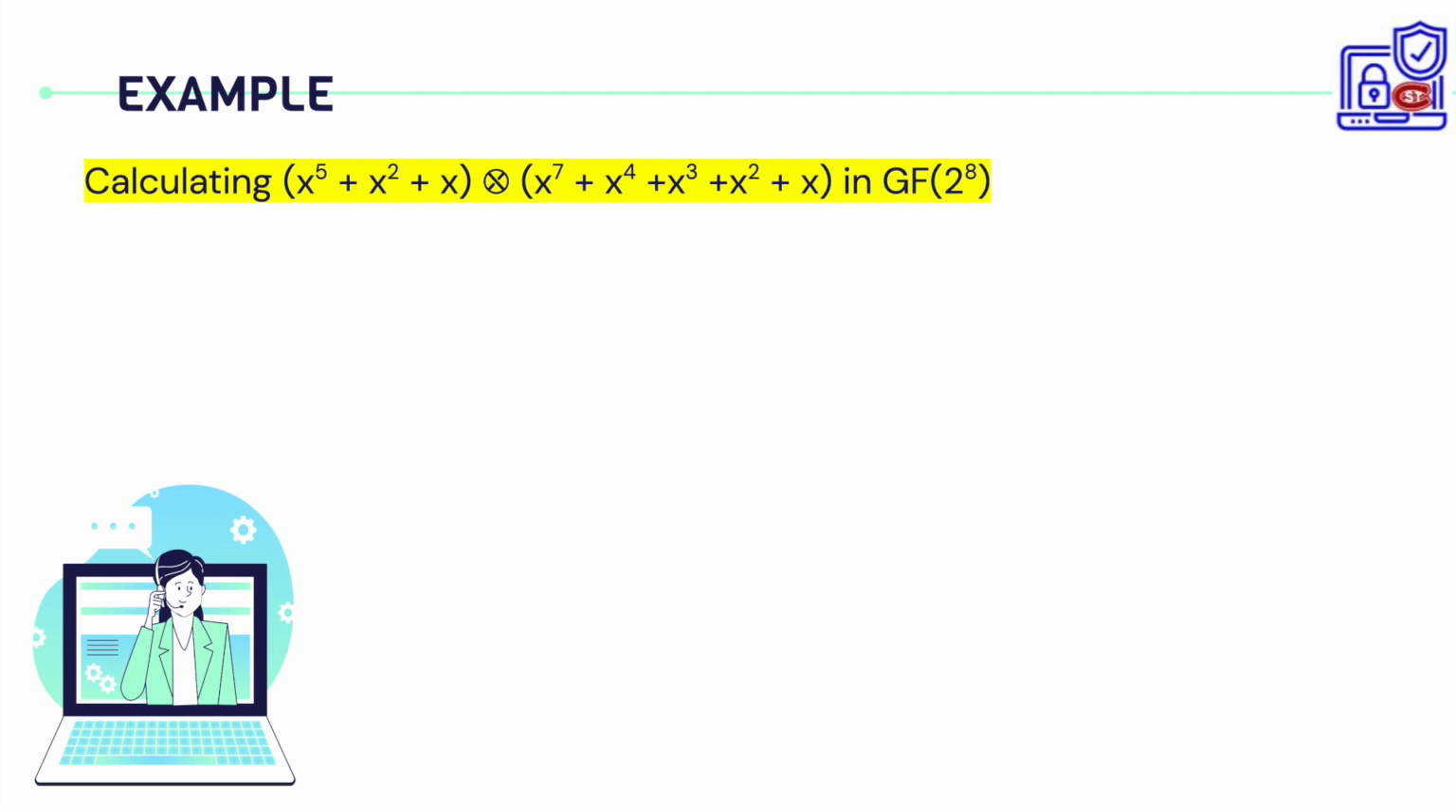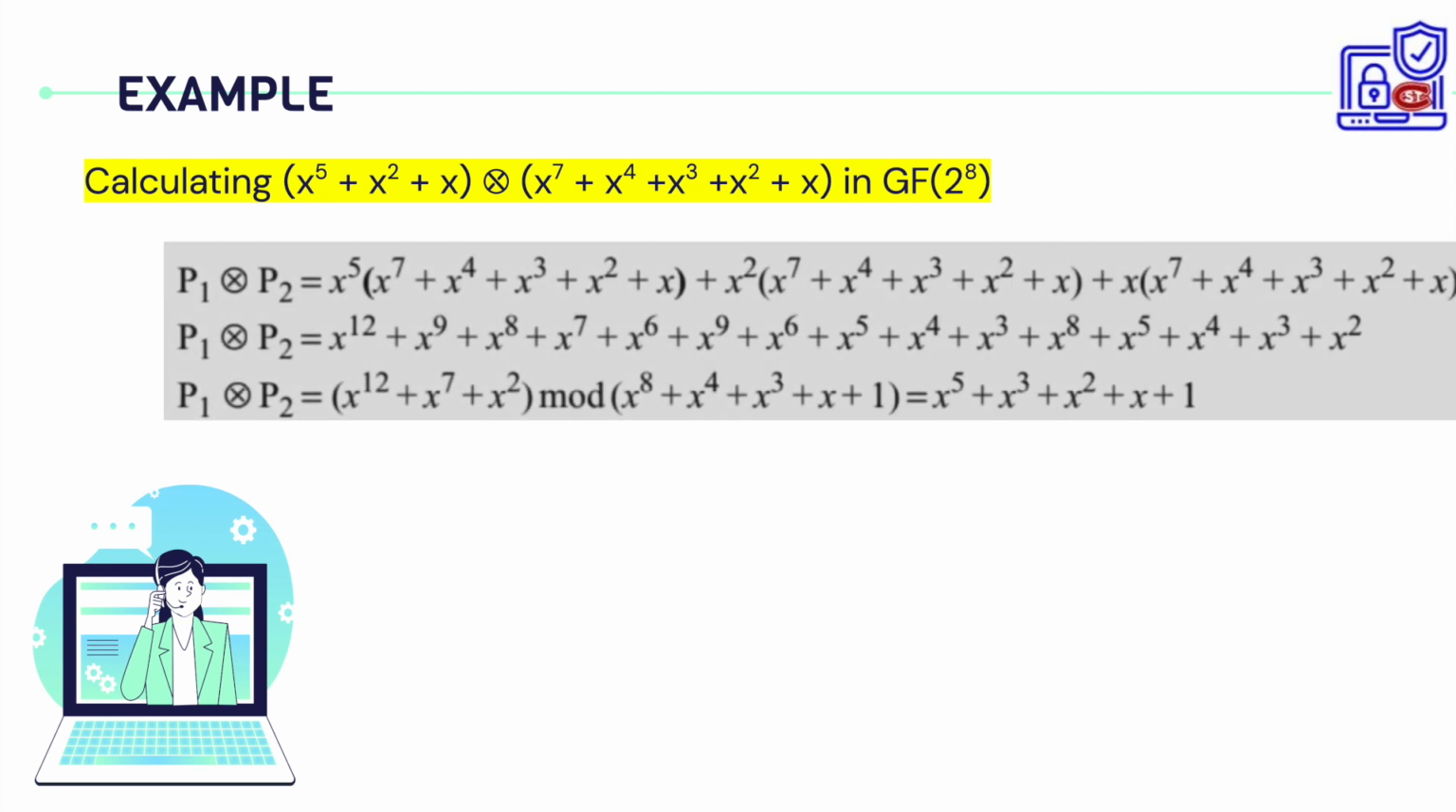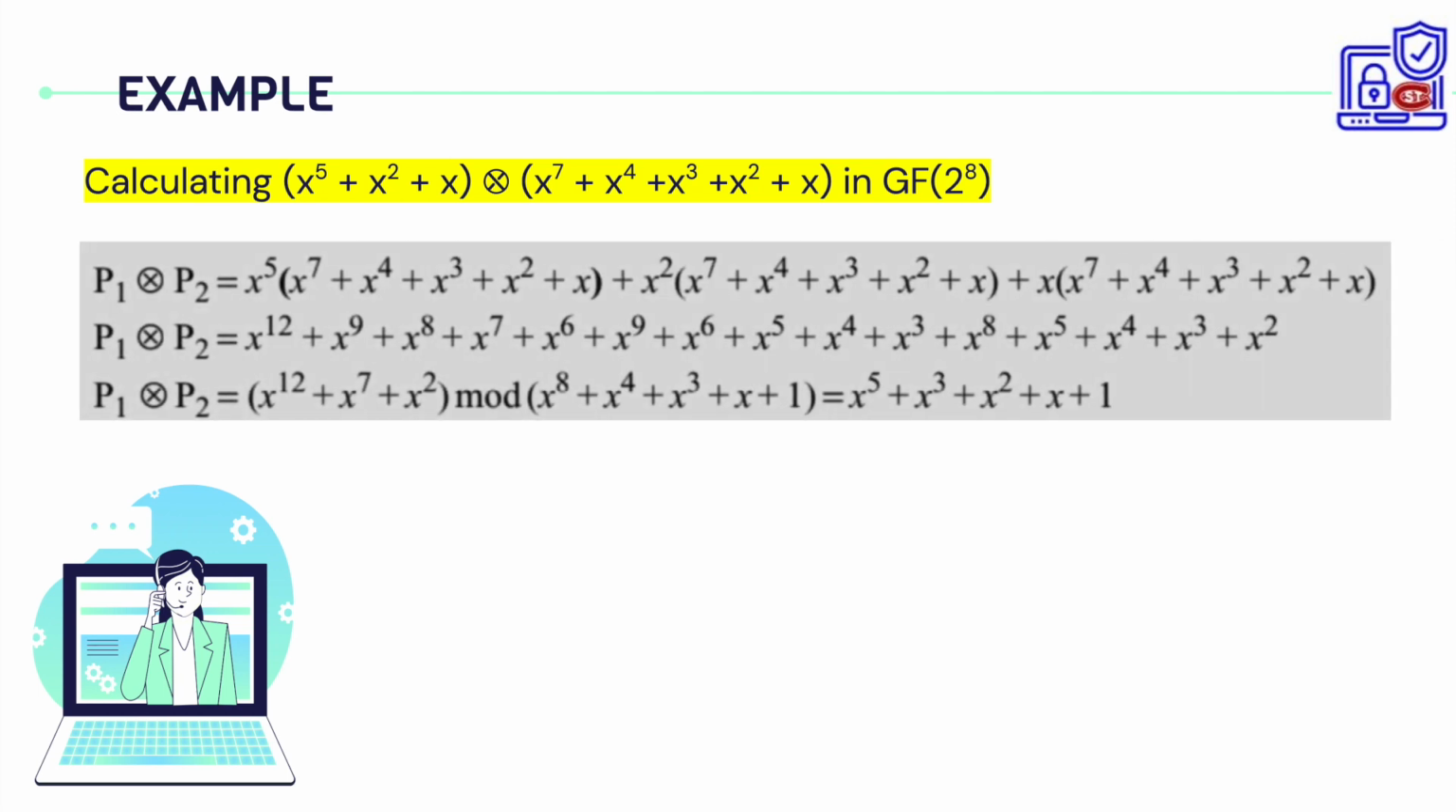To calculate (x^5 + x^2 + x) times (x^7 + x^4 + x^3 + x^2 + x), we first multiply the two polynomials as we have learned in algebra. Note that in this process, a pair of terms with equal power of x are deleted. For example, x^9 + x^9 is totally deleted, because the result is a zero polynomial, as we discussed before.